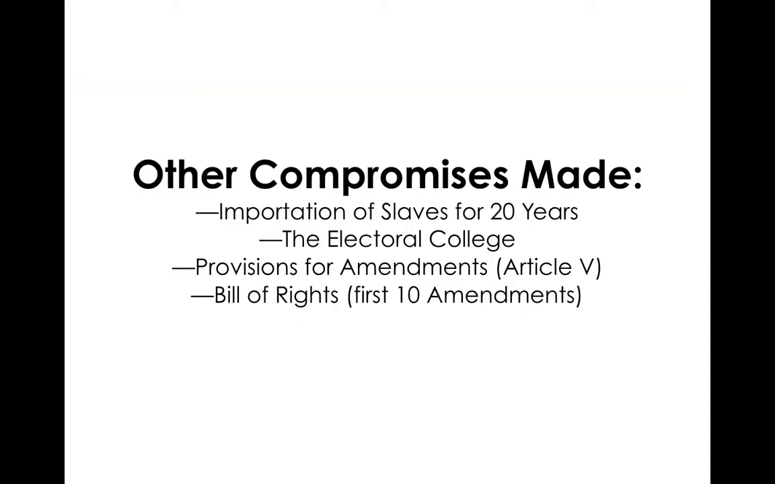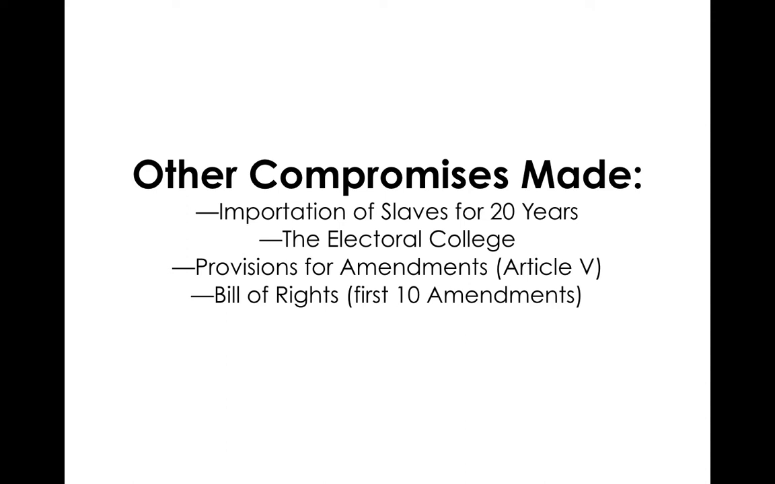So other compromises that were made in the Constitution is that they also kept the importation of slaves for another 20 years. They did not make it illegal for another 20 years to import slaves. And then even after that, there was a lot of illegal slave trade in the United States. So the importation of slaves was still kept in the Constitution.